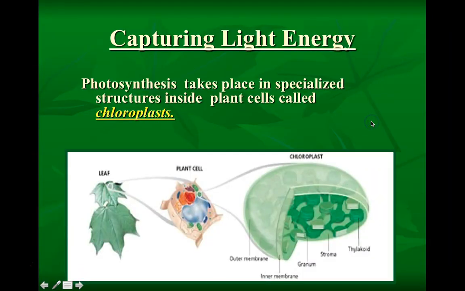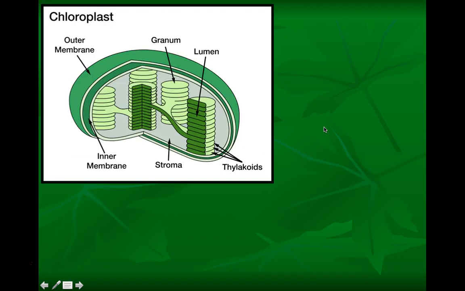The entire process of photosynthesis takes place in an organelle that's found only in plant cells, and we call that the chloroplast. So let's take a closer look into what makes up a chloroplast. Now we've looked at chloroplasts under the microscope, and when we did our lab, they kind of looked like little green dots. But if you look inside of a chloroplast, they have their own structures.